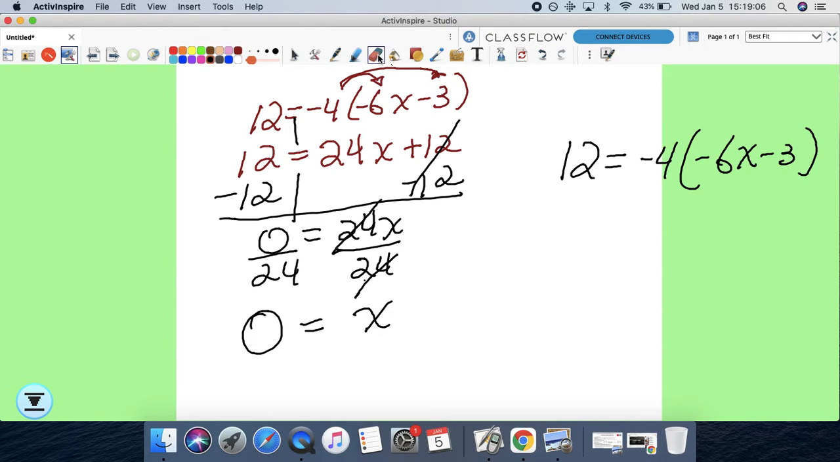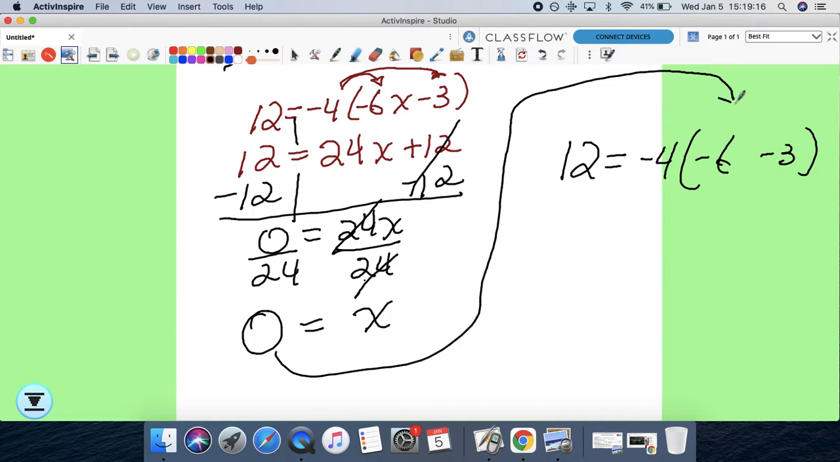So remember what we're going to do. We're going to take that x over here, and I'm going to take that and put the 0 here, right? We're going to put the 0. So it's negative 6 times 0. So 12 equals negative 4, and then inside the parentheses, what's negative 6 times 0? Negative 6 times 0 is 0.